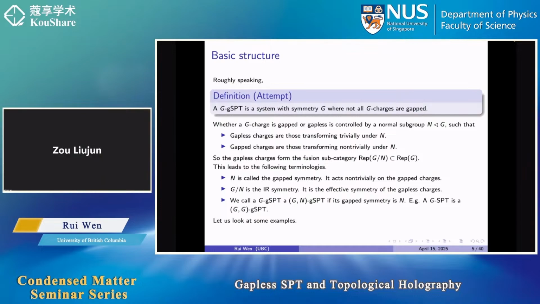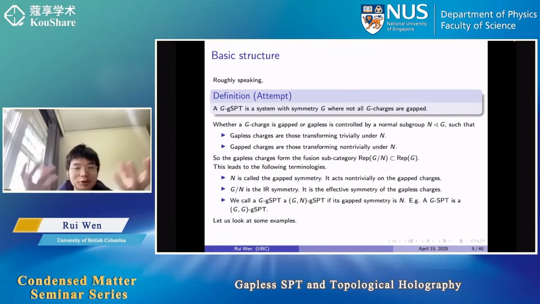Yeah. In what case will that happen? So okay, if I have two gapless charges and I fuse them and it becomes gapped, I don't know if this is possible, but in my mind this seems impossible. But if that is possible, then we do not have this structure. So I only consider the case where if you have two gapless charges and you fuse them, it stays gapless.